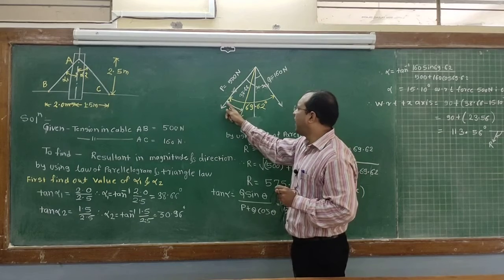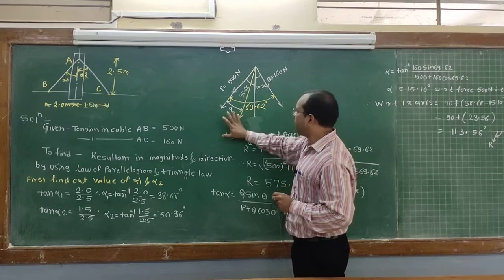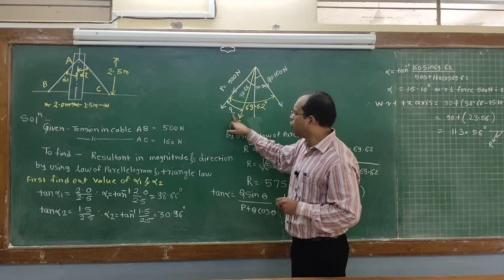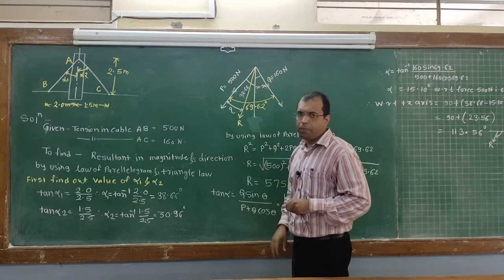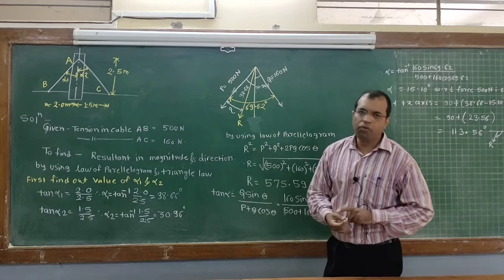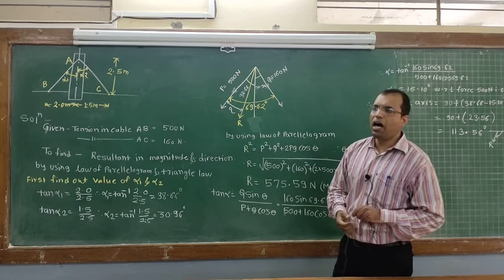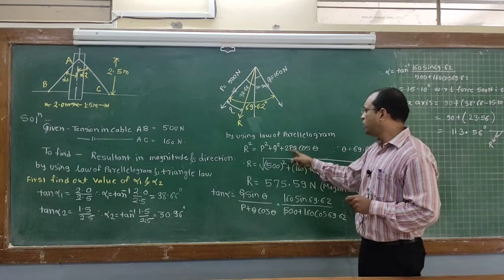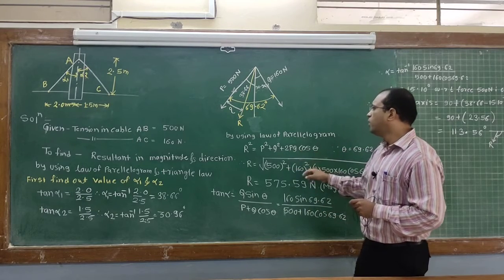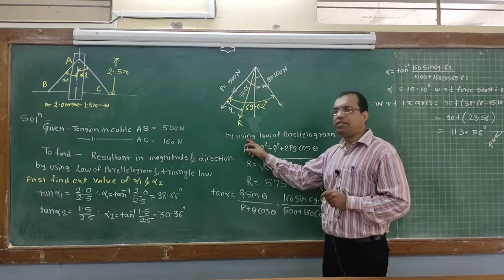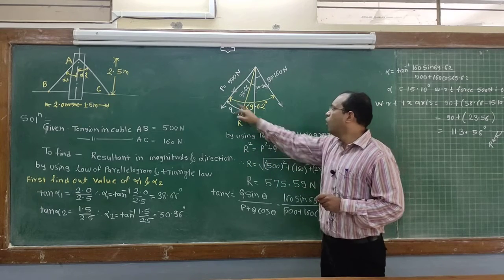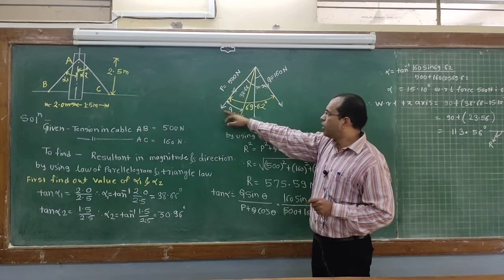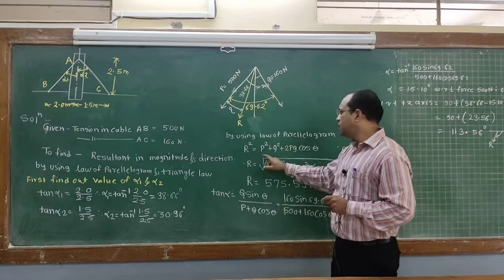Let's say it makes an angle alpha with respect to the force P. That we have to find out, that is nothing but the direction. Now, by using the formula, what is the formula? R square is equal to P square plus Q square plus twice of PQ cos of theta. What is R? R is nothing but the resultant. What is P? P is the one force. Let's say the tension in the cable AB is P.